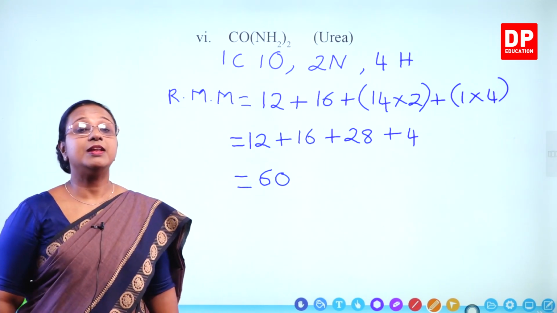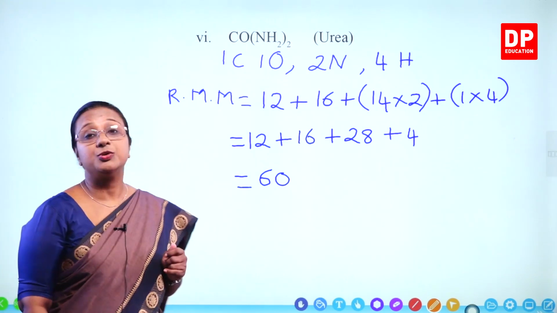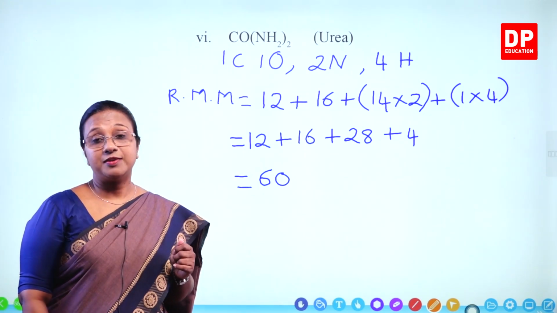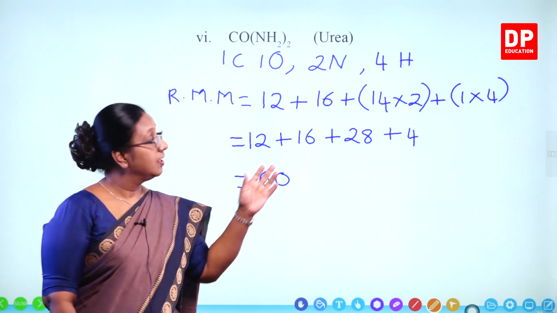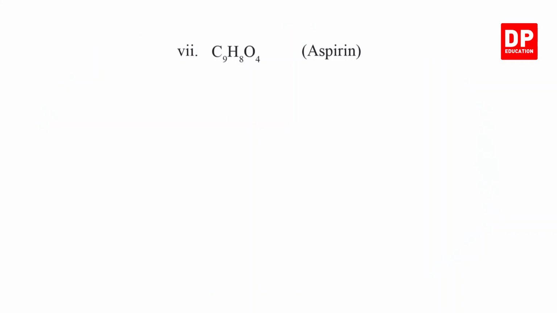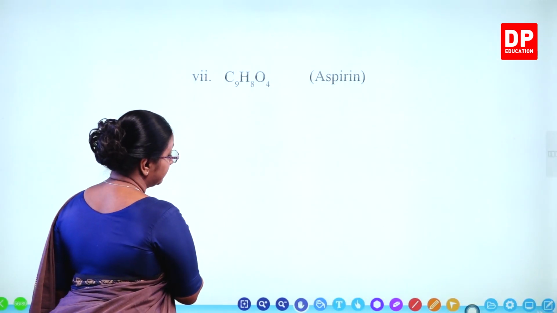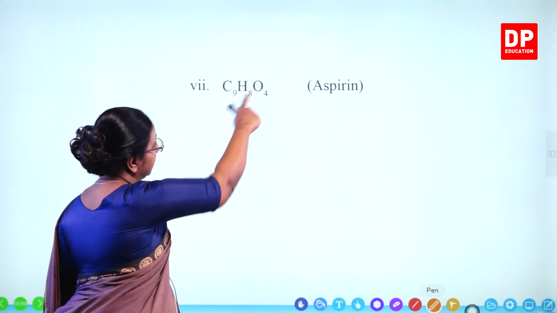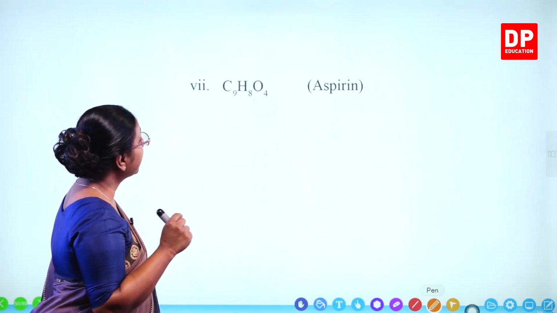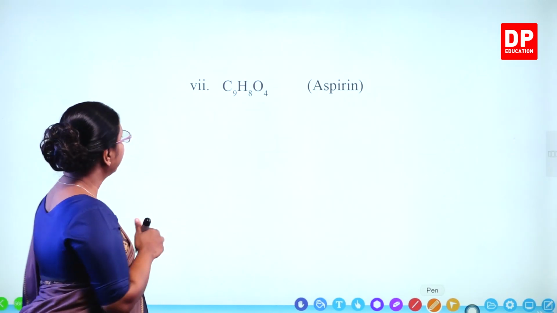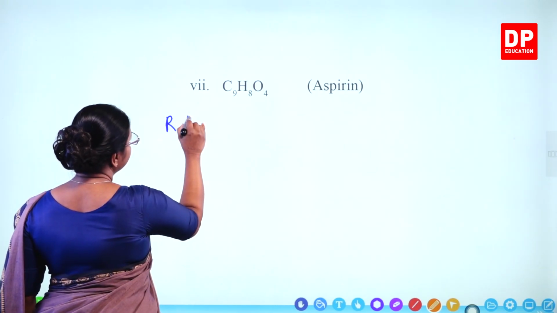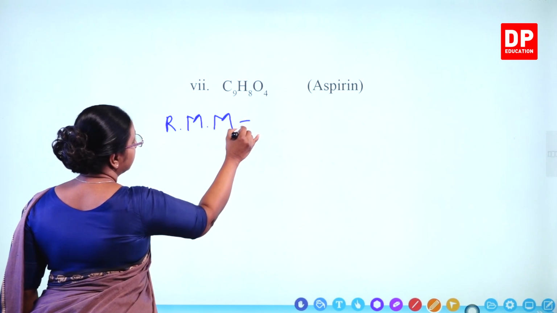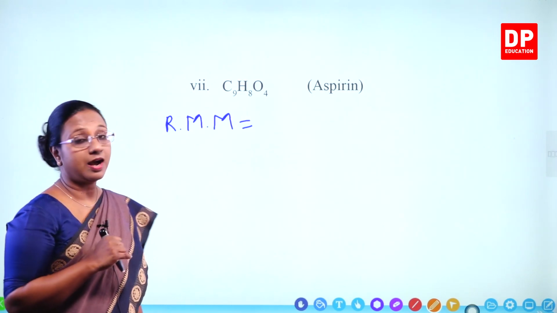60 is the relative molecular mass of urea. That is what you have to write there. Then the next one. This is aspirin, that is C9H8O4. You all know this is a medicinal compound, a medicine, aspirin, that has this particular substance, C9H8O4. So when you are calculating the relative molecular mass, you need to write carbon.